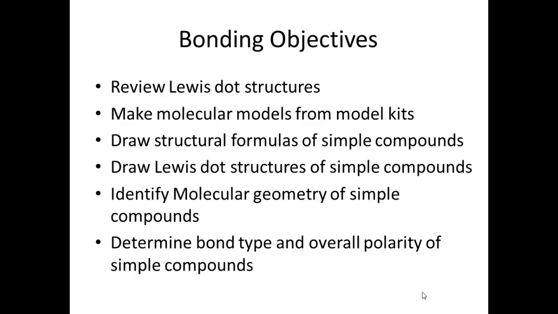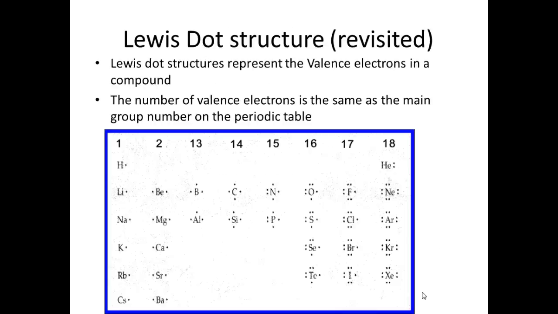Our bonding objectives are the following. We're going to review Lewis dot structure, make molecular models from model kits, draw structural formulas and Lewis dot structures for simple compounds, and we're going to identify molecular geometry, which is the shape of a compound, and we're also going to figure out bond type and polarity.